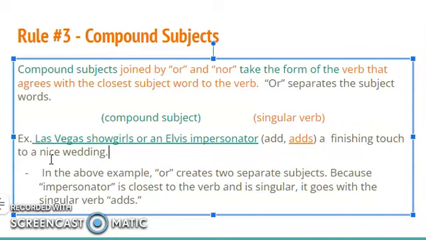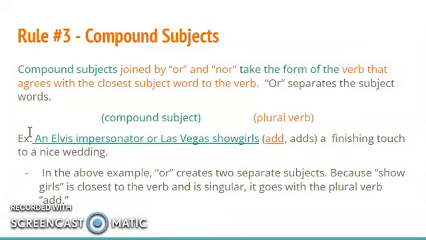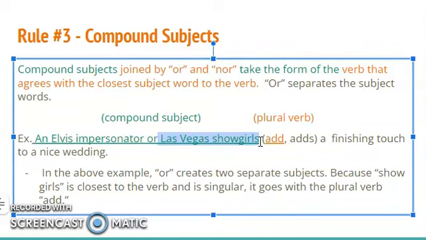So then the sentence would read, Las Vegas showgirls or an Elvis impersonator adds a finishing touch to a nice wedding. Okay, because impersonator is the closest to the verb and is singular, we have to go with the verb adds. Now, if I just flip around that sentence and I put an Elvis impersonator first and then Las Vegas showgirls, we have to switch what the verb is, because now Las Vegas showgirls is closest to our verb, and so therefore we have a plural subject here that ends in S. Our verb will be plural, and we do not pick the one that ends in S here. And so anytime you have or, nor, you need to remember to look at the subject that is closest to the verb, and that will determine what our subject-verb agreement looks like.